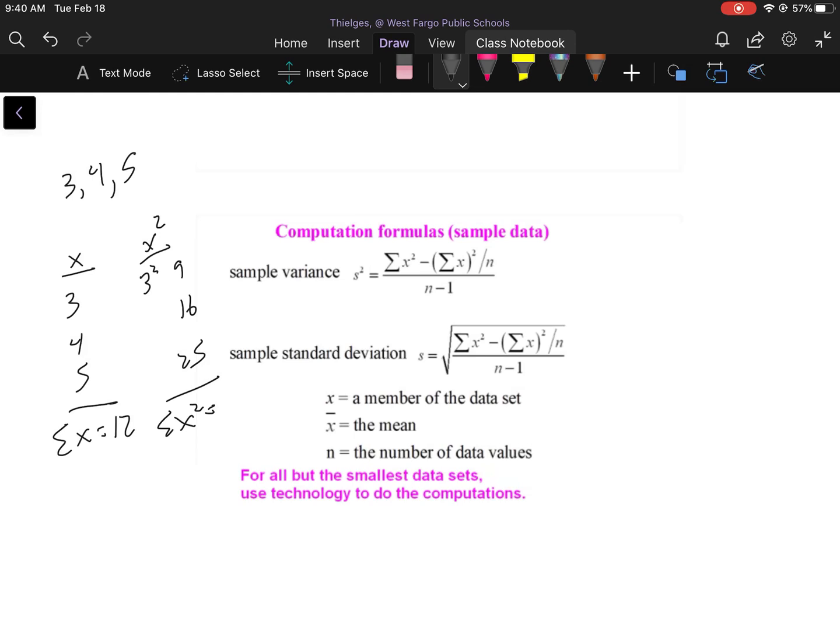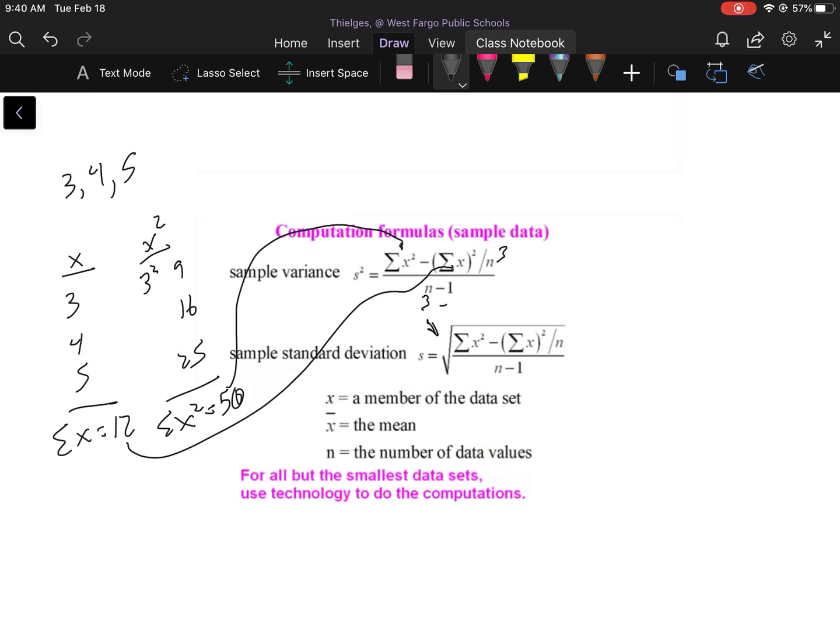Let's see. So 9 plus 16 plus 25. Well, that's 50, isn't it? Yeah. And then I could just plug in the sum of x squared right there. I could put in the sum of x right there. My n in this case would be 3. I could work that out and get the standard deviation that way.